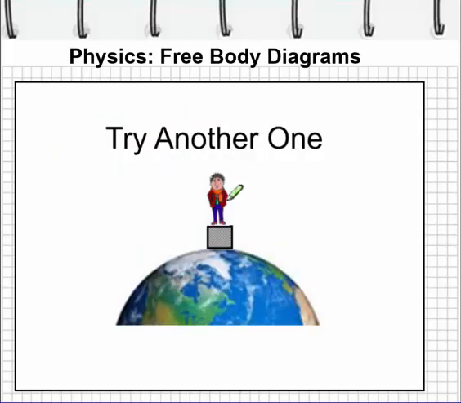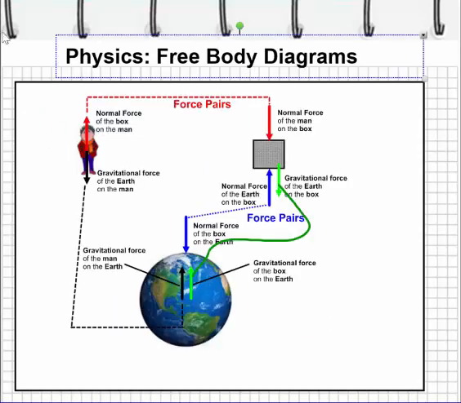So let's look at this. I have a man standing on a box, and the box is on the earth. So if I was looking at my force pairs, again, here now I'd have the normal force of the box on the man because the man is standing on the box. I would still have the gravitational force of the earth on the man. Okay? I'm not including the gravitational force of the box and the man on each other. Okay, you could do that. It would be extremely small values, so here I do not put those in.